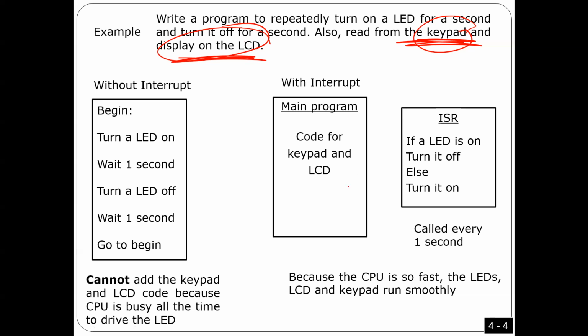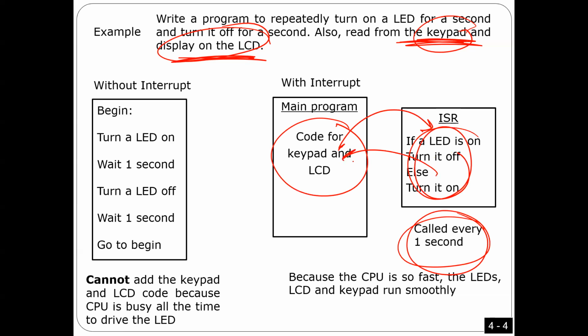Now in the main program, I can write the code for keypad and LCD. And now I can ask the timer, please, timer, interrupt me every 1 second. So every 1 second, I'm going to leave this, go flip the LED, and then come back. Every 1 second, go do this one, and come back. And because you are doing it very fast, you are not going to feel that the program here is suspended.